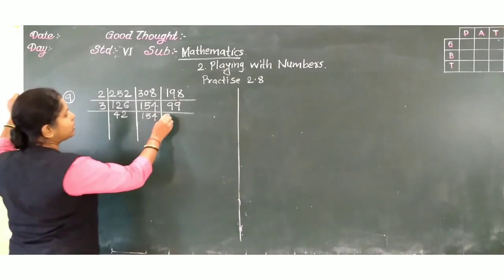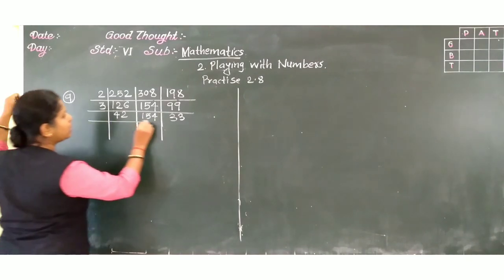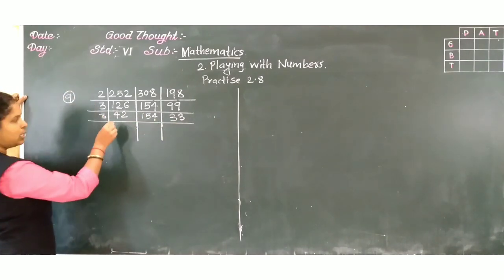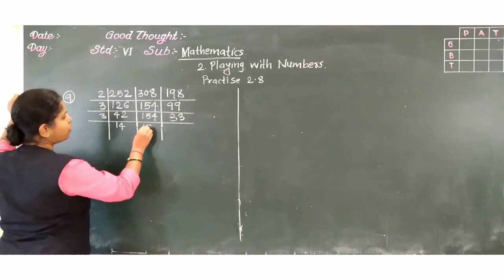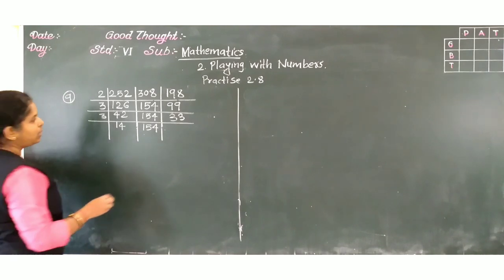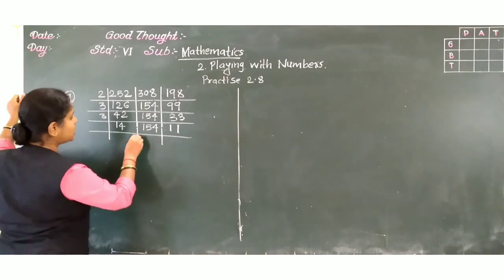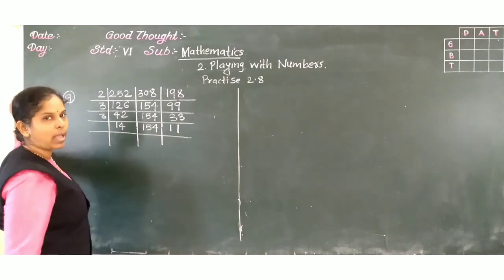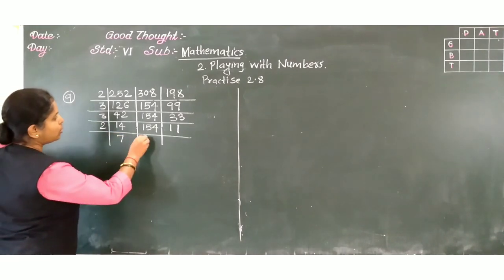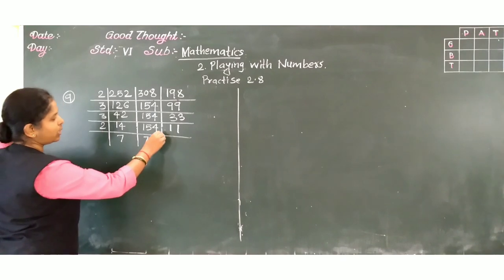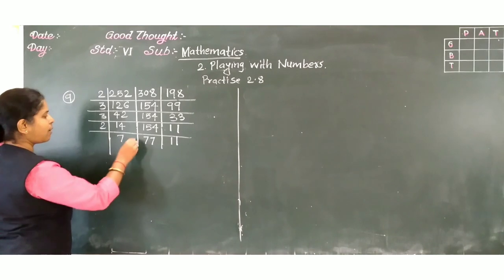So write as it is. 3 3s are 9, 3 3s are 9. Again it is divisible by 3. See, 3 1s are 3, 3 4s are 12. 154 write as it is because we cannot divide it, and 3 1s are 3, 3 1s are 2. Now, see here, both these numbers are divisible by 2. 2 7s are 14, and 2 7s are 14. Divide 154 by 2, you will get answer 77 and this 11.